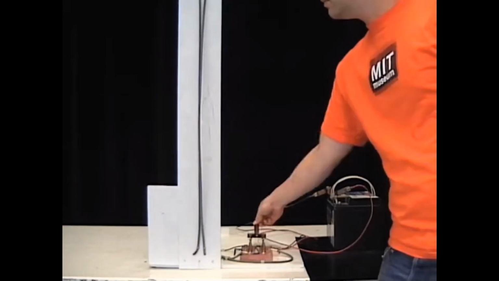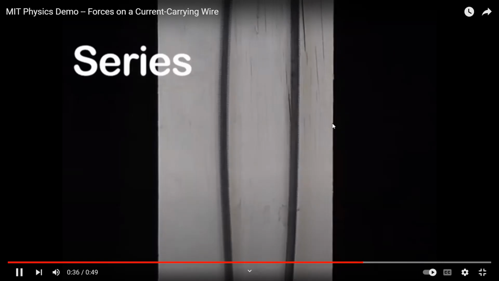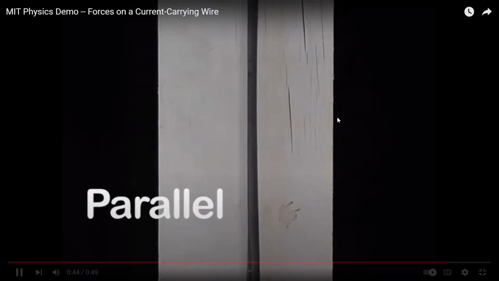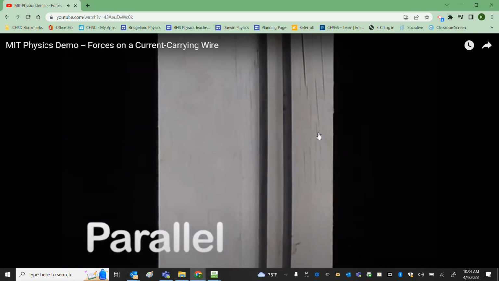And he's going to zoom in on it. But I'm sure you can see it. So again, when they're in opposite directions, they repel each other. When they're in the same direction, they're attracting each other. So we're talking about the direction of the current in the wires. So let's talk about why that is happening. Okay, why are they doing that?